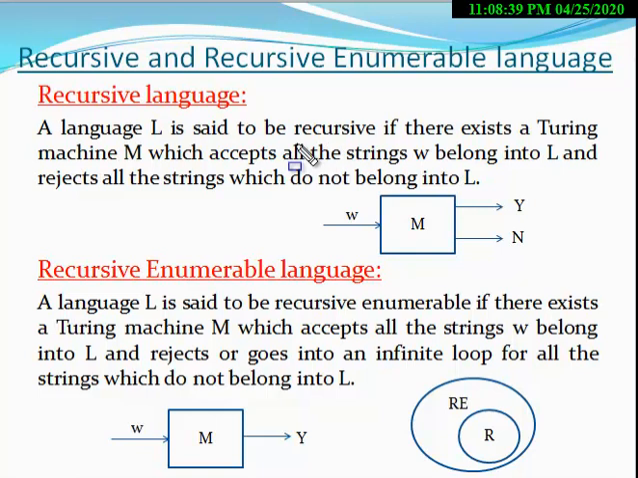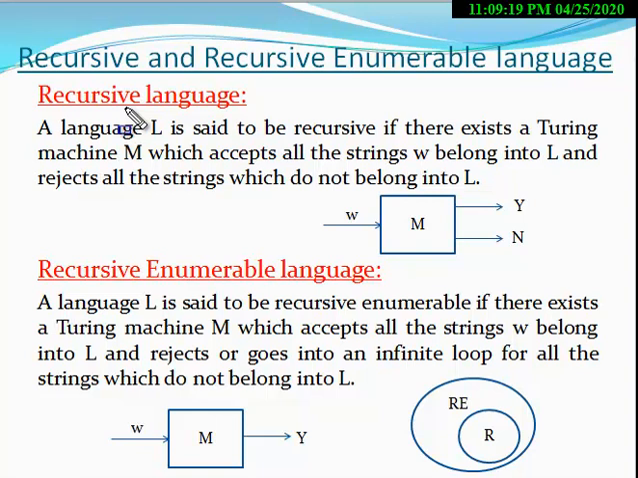The definition of the first type of language, the recursive language. Which type of language is said to be a recursive language? Carefully listen to this. A language L is said to be a recursive language if there exists a Turing machine which can accept all the strings belonging to L and rejects all the strings which are not belonging to L. Right? Again we repeat the definition.